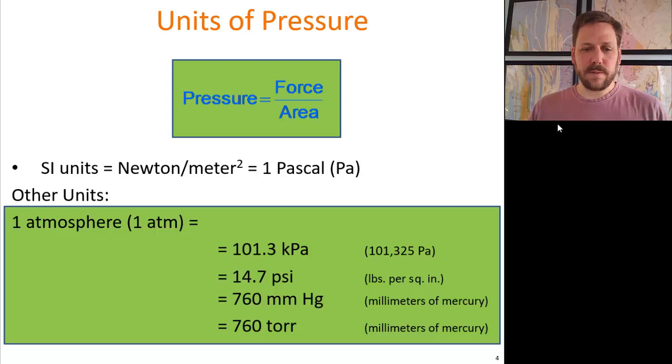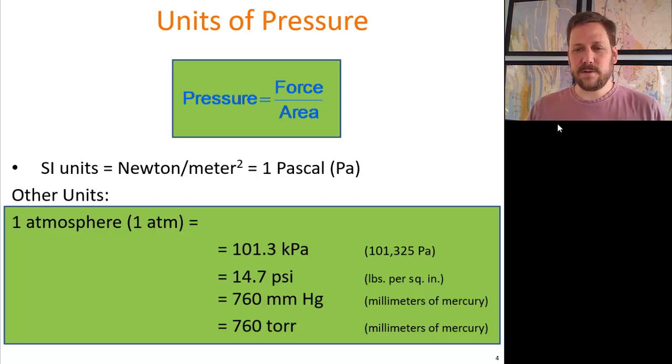Another common way to think about pressure is to think about atmospheric pressure. An atmosphere of pressure is, of course, the air pressure that we're subjected to every day. Now, it varies a little bit from day to day, but one standard atmosphere is defined relative to many other units of pressure, and we want to be familiar with these different conversion factors. One standard atmosphere is equal to 101.3 kilopascals. It's also equal to 14.7 psi.